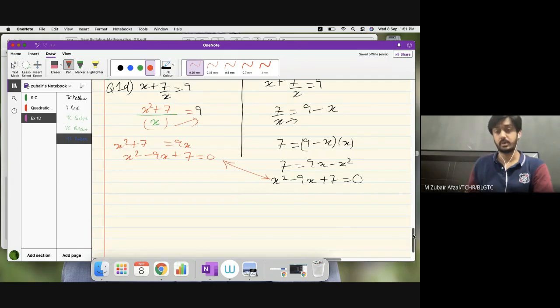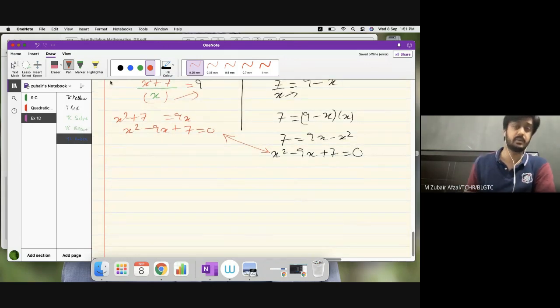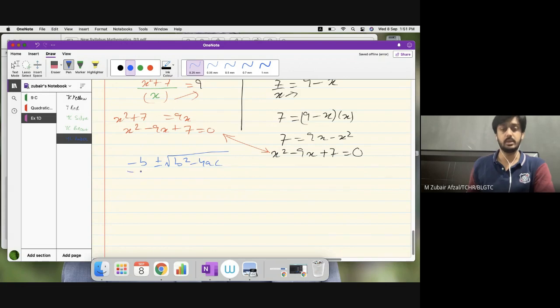So it depends on your comfort level. It depends on your practice, how you do it. So minus b plus minus square root b square minus 4ac over 2a. So what was the first important step? That is converting it into quadratic form. Second is using the formula and plugging in the right values.